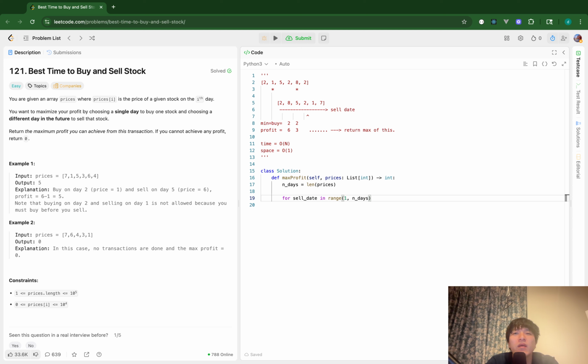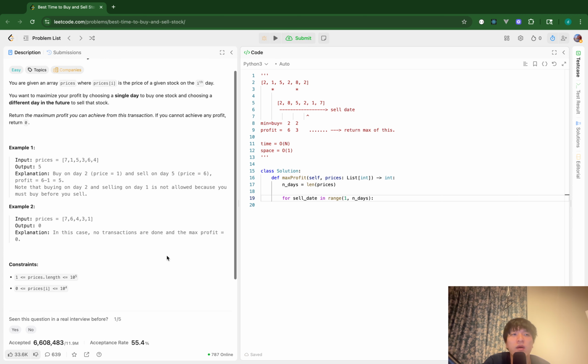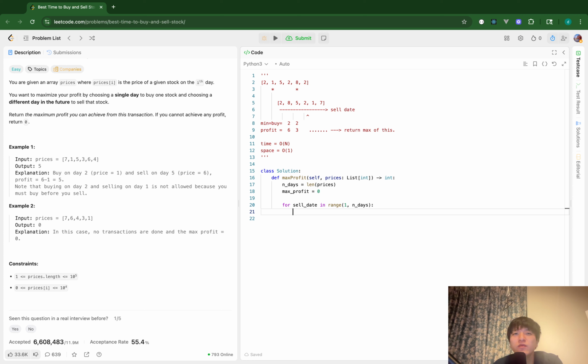Oh, by the way, how many days do I have for the prices? I mean, could it be rank 0 or could it be rank 1? Yep, so it says the ranks is 1 or more. So obviously, if the prices rank is 1, I can't do the transaction, so I should return 0. Yeah, but I think it can be covered in this way. So if the end days is 1, I don't do any for loop, and I return the max profit without updating, which should be 0. Okay.